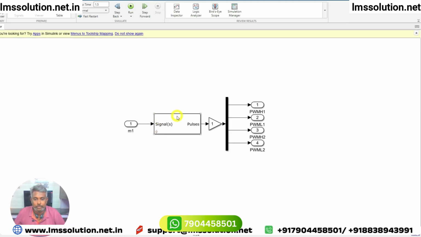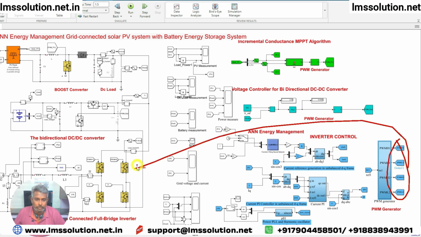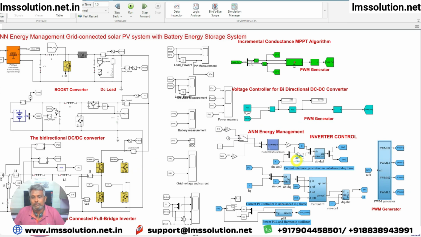Here we have the PWM generator. The PWM generator will generate the pulses. These pulses will be used to control the four switches, and these switches control the inverter according to the reference voltage, so that the inverter will be controlled. This inverter is also going to be controlled in both directions according to the ANN output. Okay. Next part is how we are doing that ANN.